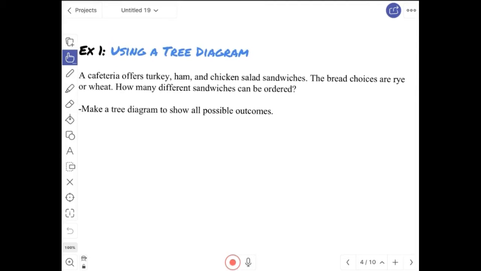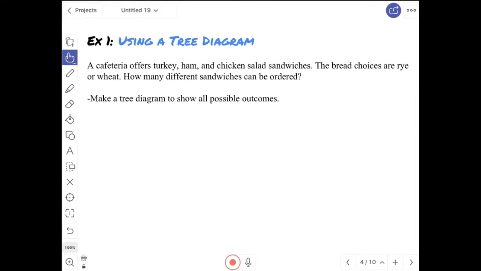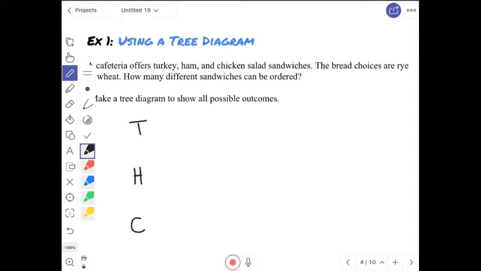So first off, we're going to be looking at tree diagrams. A cafeteria offers turkey, ham, and chicken salad sandwiches. The bread choices are rye or wheat. How many different sandwiches can be ordered? Okay, so the way that we have to go about this is we have to say we have turkey, ham, or chicken salad sandwiches. Each of those gives us a choice of either rye or wheat bread.